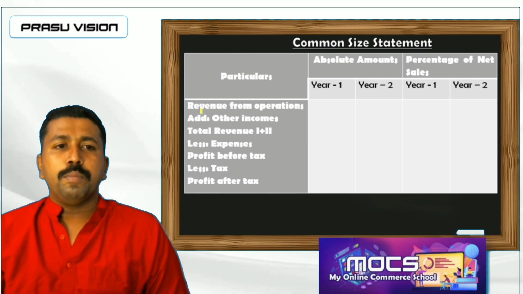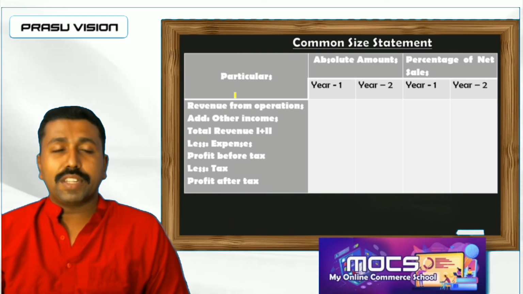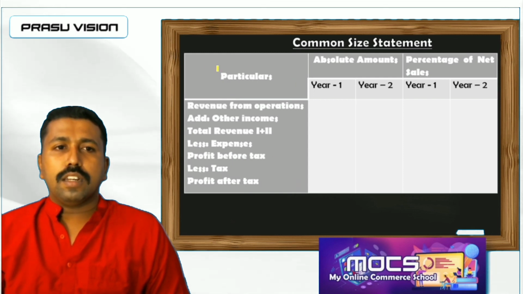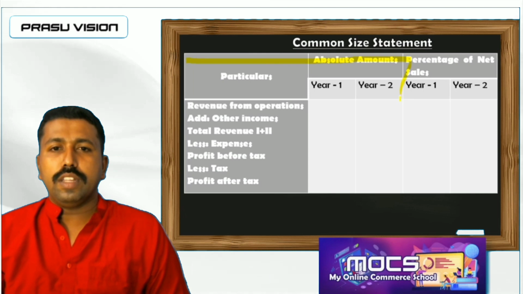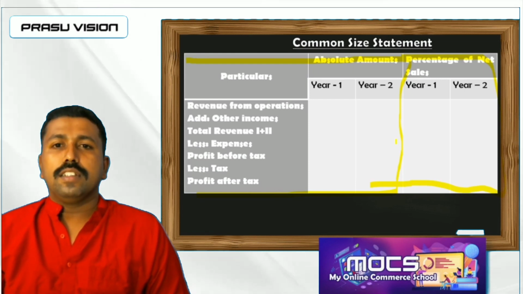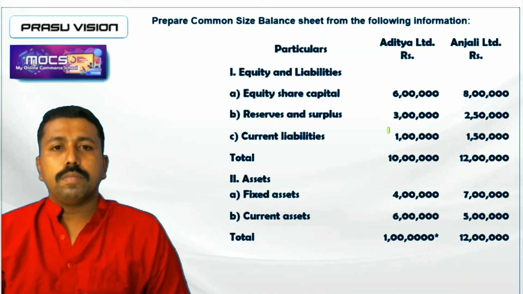Just look at this. It is a format of the common size income statement, the statement of profit and loss, which is the same. Here, the first part shows the question. The remaining part, the percentage of net sales, is the area for calculating the percentages. So let us do one problem. From this small problem, we have to prepare the statement.